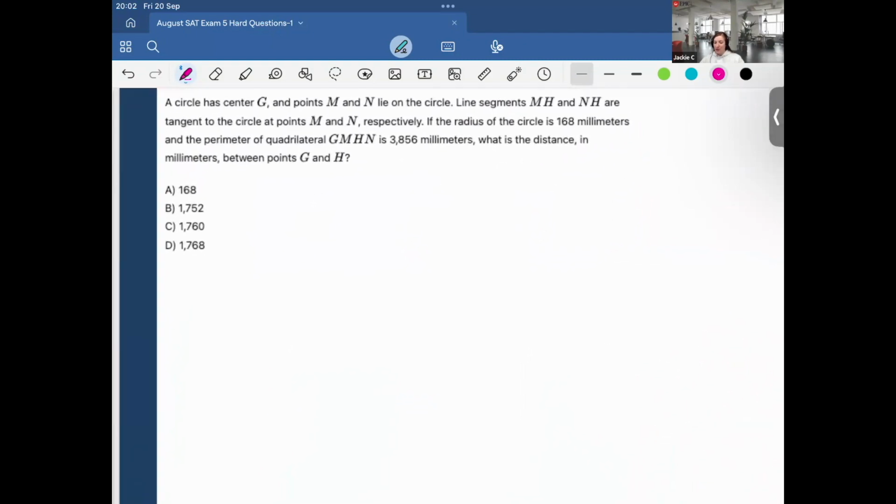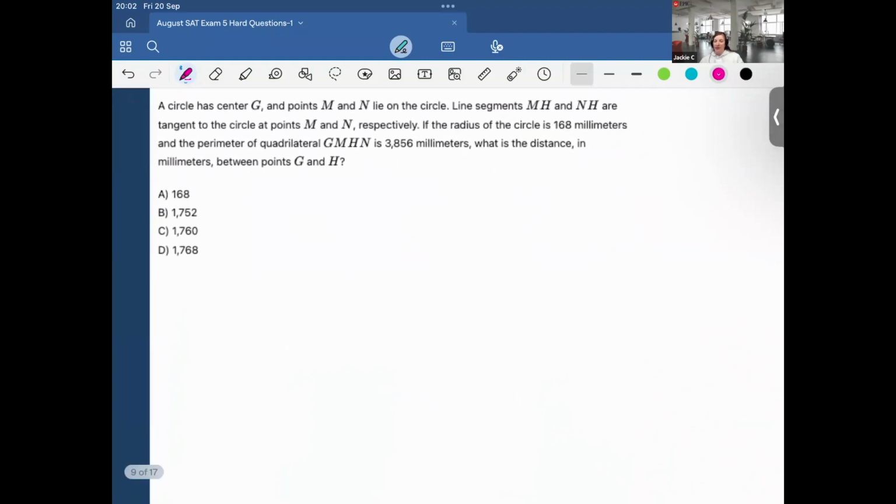Okay, so this one too, a very similar one, if not identical, appears in Blue Book Exam 5 or 6. Students reported back they had this exact same question or very similar, just different numbers on the exam. So let's see. A circle has a center G.